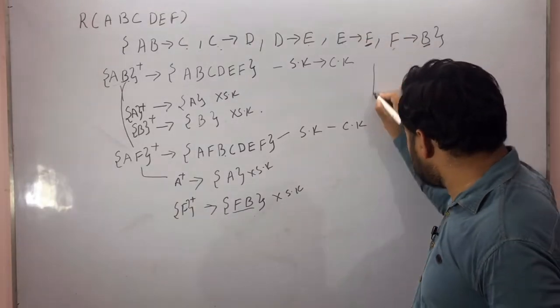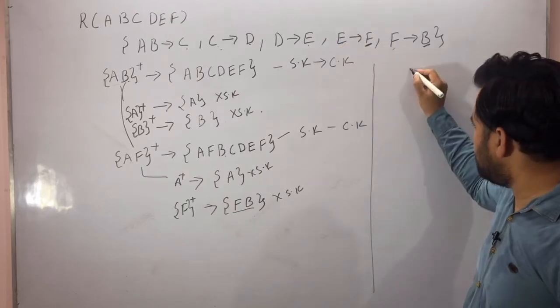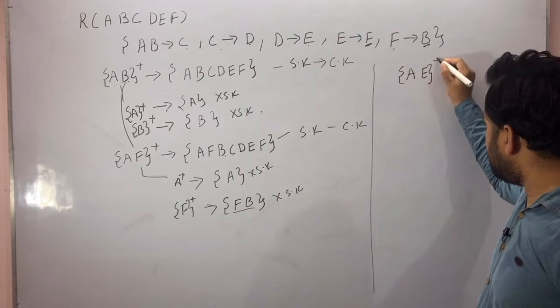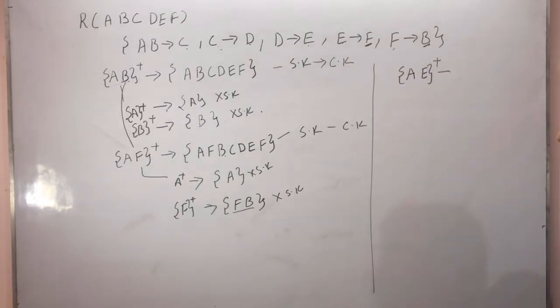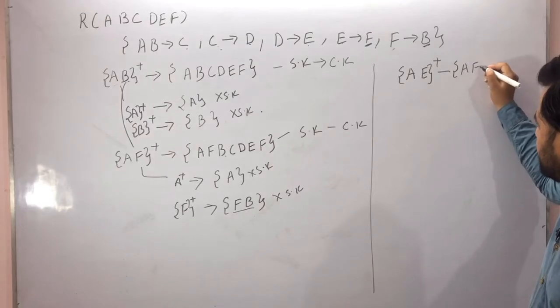So I will write here, student. So this F is replaced with E. So what will I get? A and E. So we'll take the closure of A and E. Okay, so what is the closure of A and E? I will get A, E.